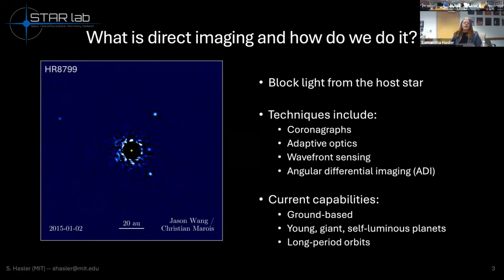Our current best capabilities are coming from ground-based observatories primarily, which are imaging young giant self-luminous planets, primarily on long period orbits. That's because these planets are much brighter in the infrared, so it's easier for us to see them, and their larger orbital period makes it easier for us to spatially resolve them.